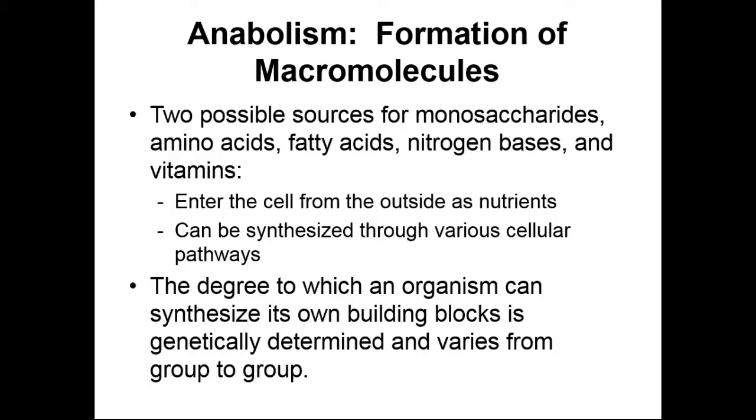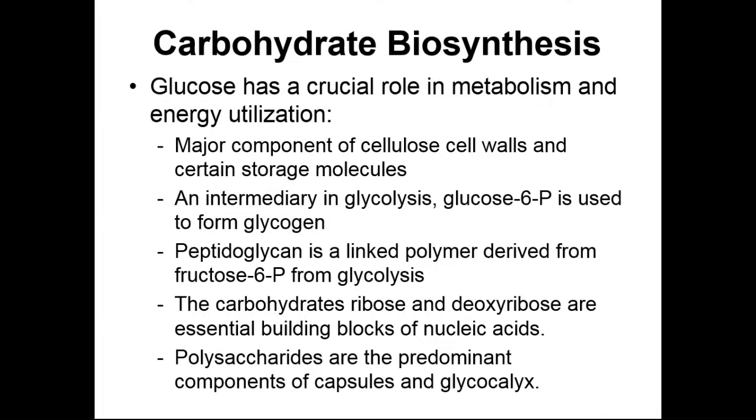Some organisms are going to be able to synthesize their own building blocks. If an organism is able to synthesize its own monomers, its own subunits or building blocks, it needs to have the correct genetics to do so. Some organisms do have the correct genetics to make all of the building blocks they need. Other organisms do not have the correct genetics. We as human beings are able to synthesize most of our subunits, but not all of our subunits. And then if we look at bacterial species, they are typically able to synthesize all of the subunits that they need to make. So let's talk about carbohydrate biosynthesis.